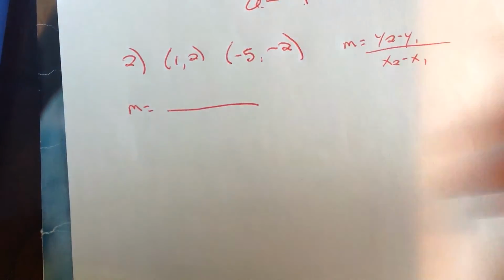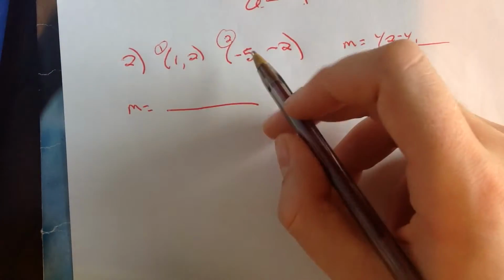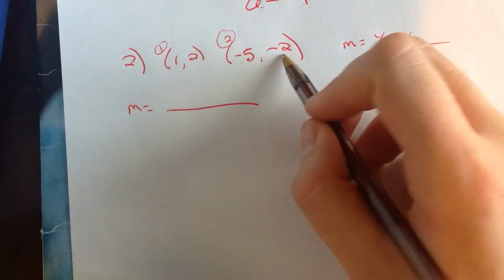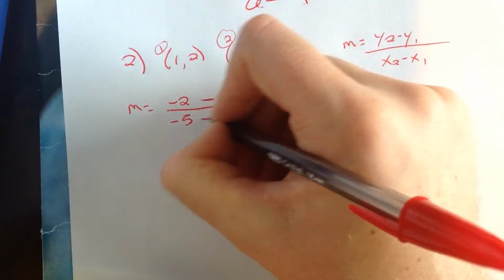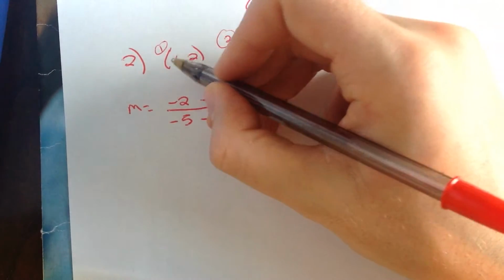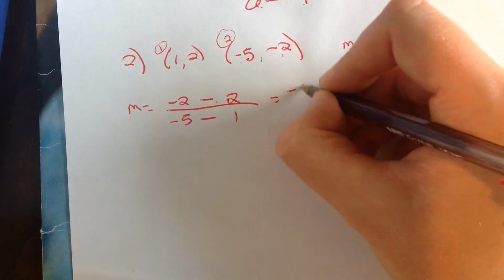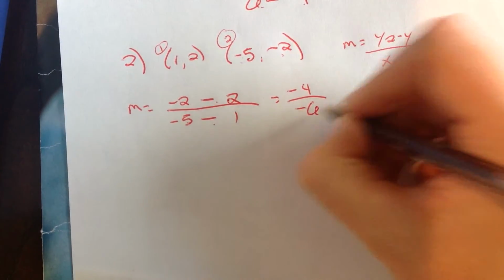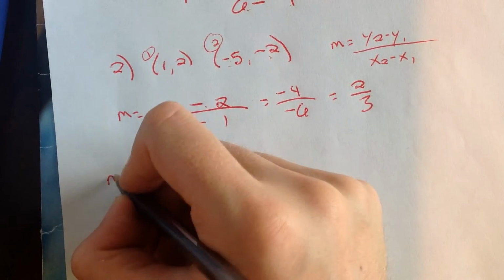We would say, okay, here's point 2 and 1 for the first round. Point 2, x y, y goes on top, x goes on bottom. Minus, for the formula, y goes on top, x goes on bottom. So I get negative 4 over negative 6, or 2/3 is what it reduces to.